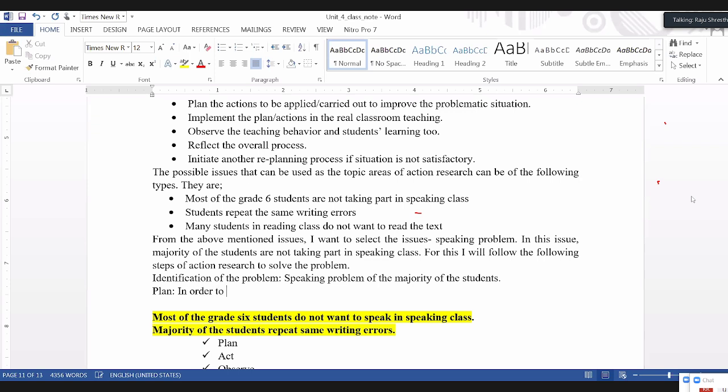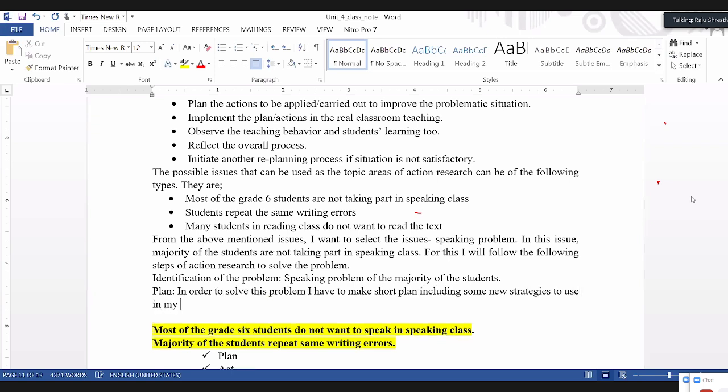In order to solve this problem, I have to make a short plan, including some new strategies to use in my speaking class, such as using a variety of pictures, cartoons, videos.